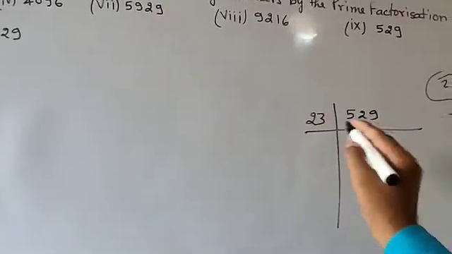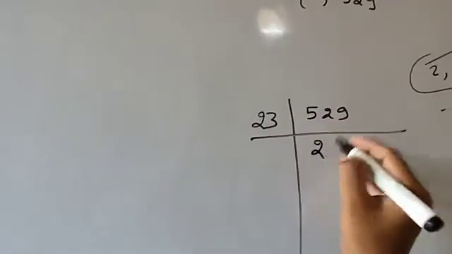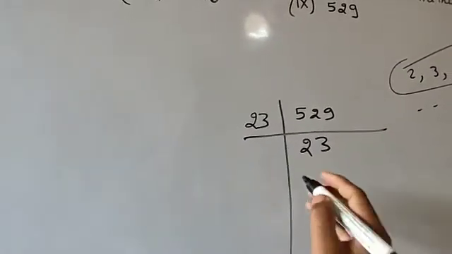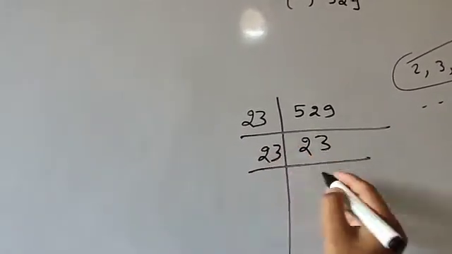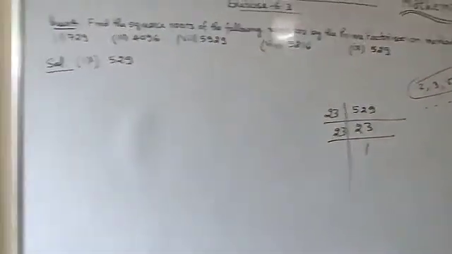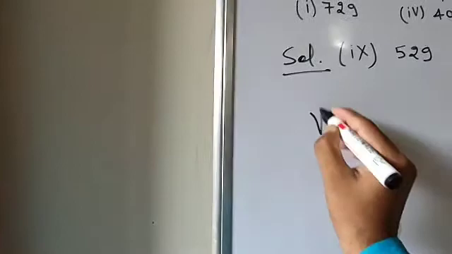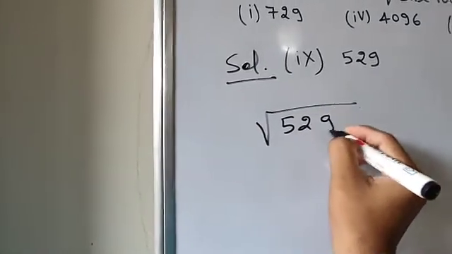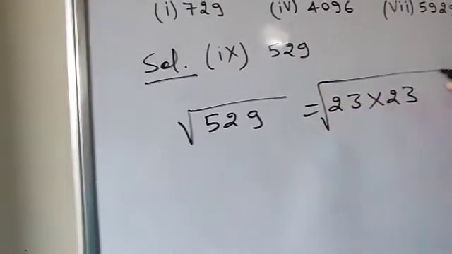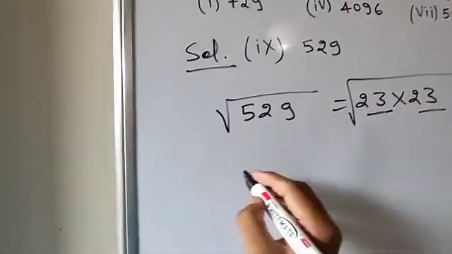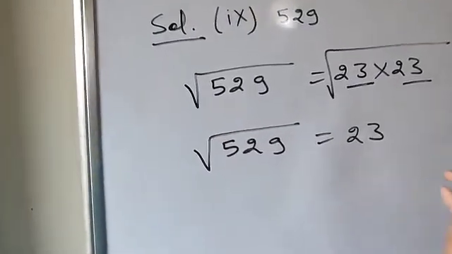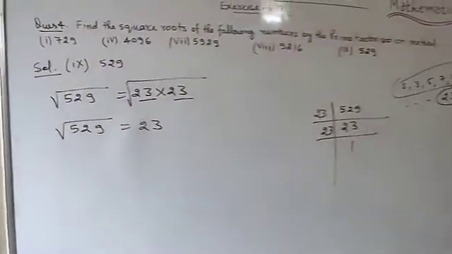So here 23 2 ja 46, then 69, and 23 3 ja 69, and again 23 1 ja 23. So 529 is the square of 23. Here you will write under root 529 equal to 23 into 23. Now you will make the pairing. So one pair is there. So under root 529 equal to 23. So the square root of 529 is 23.